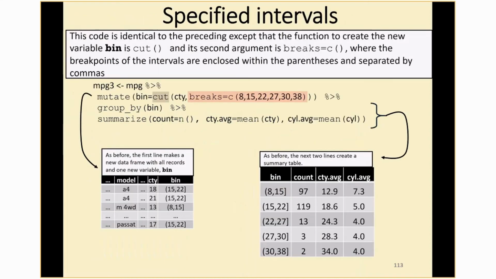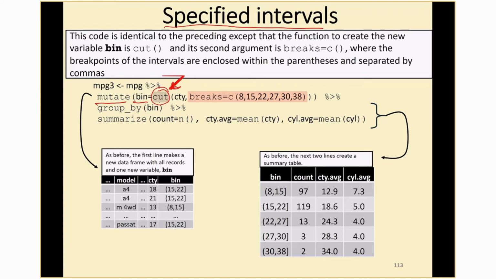And finally, to get user-specified intervals, as before, we use the mutate function to create this new variable bin, but now the function to create those bins isn't going to be cut number or cut interval.